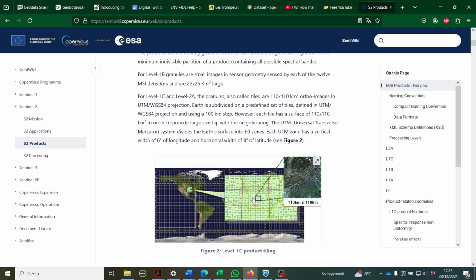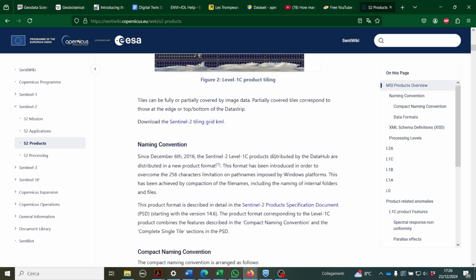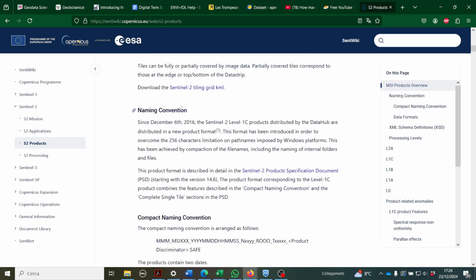Usually every single scene you see represents a square of 110 kilometers by 110 kilometers, so a very square image representing this area on the ground. If we are talking about 10 meters resolution, that will be made of 11,000 times 11,000 cells for every single image matrix. And we have a naming convention.